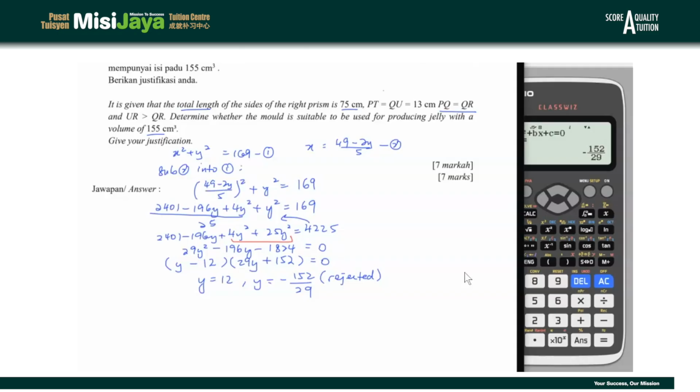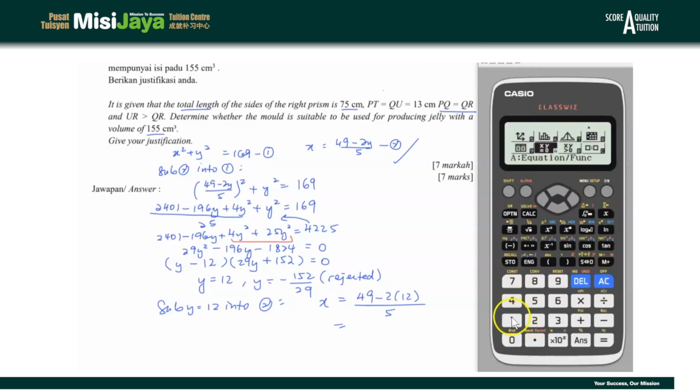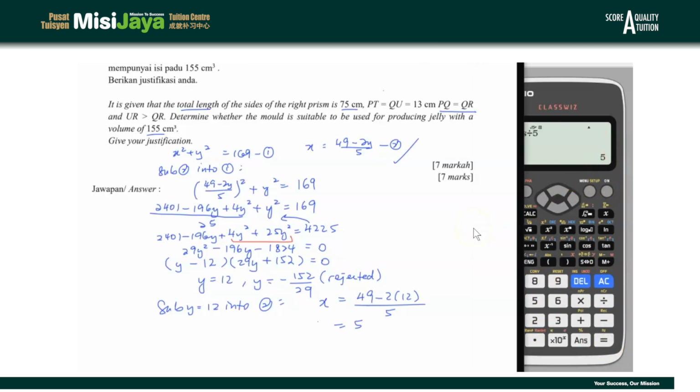Yeah? So your x, I'm going to substitute the y value into equation 2 to find x. Okay? So I'm going to sub y equals 12 into equation 2. Okay? So it will become x equals 49 minus 2 times 12, then over 5. Okay? So 49, okay, this one, just press menu 1. So it goes back to normal. So 49 and then minus 2 times 12 is what? 24, right? Okay, 24. Then equals and then divided by 5. And then we get 5. Okay, which means that our x is equal to 5.